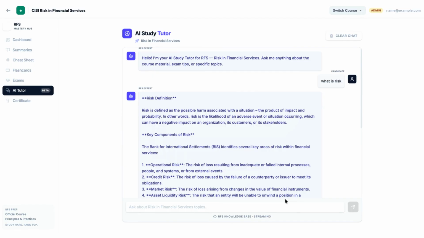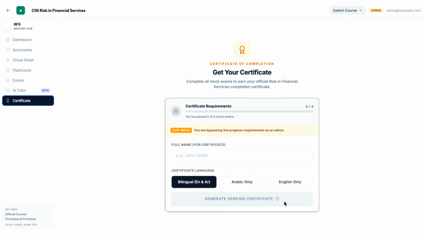The AI Study Tutor, currently in beta, is available to answer questions about the course material, exam tips, or specific topics, offering expert-level explanations. Finally, complete all mock exams to earn your official Risk in Financial Services completion certificate. You can choose your preferred language and generate a verified certificate.